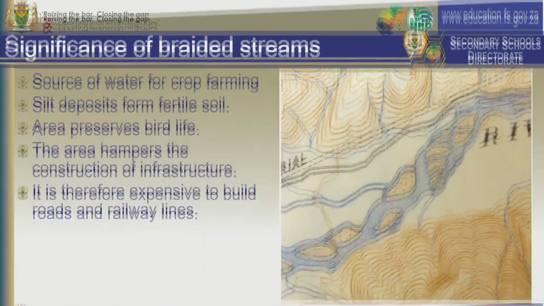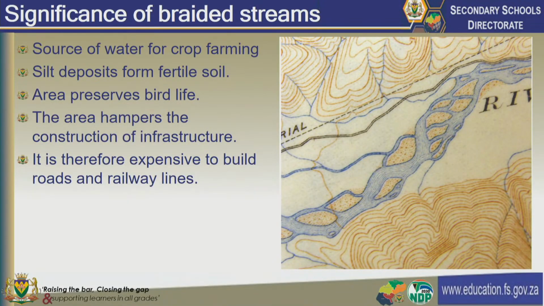Now, with these braided streams, look at the topo map. You notice there's my sand island, there's my sand island, and there's my river with the distributaries. And this is the lower course of the river. Now, what's the importance of these braided streams?